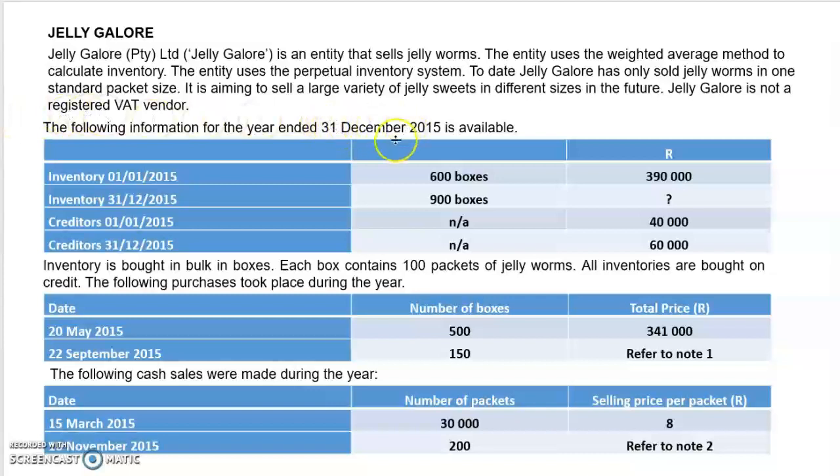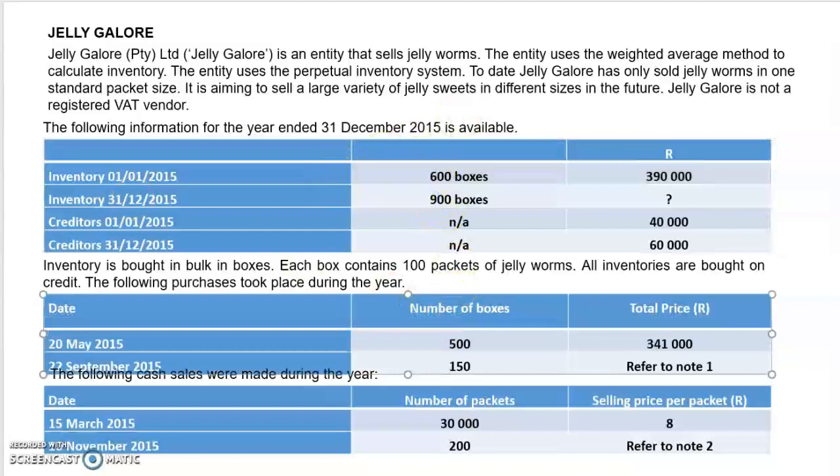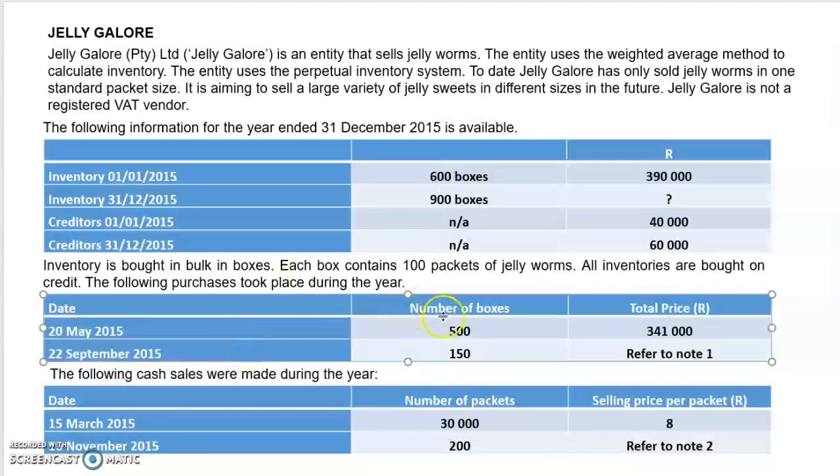As at year end, the following information was available. Inventory in the beginning of the year, 600 boxes, 390,000. Guys, I've told you before, if you see any units in your question, you see a number of boxes, units, etc., then you know that you have to use a table format in order to prepare your answer. The reason for that is simple. You've got everything that you need right in front of you by using a table.